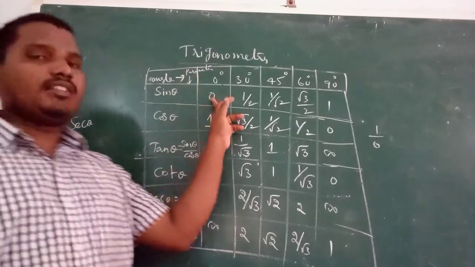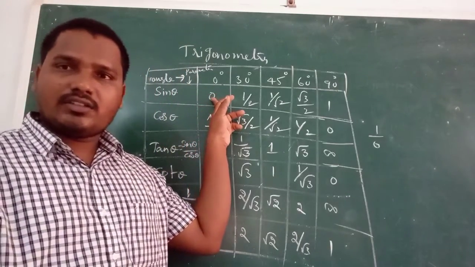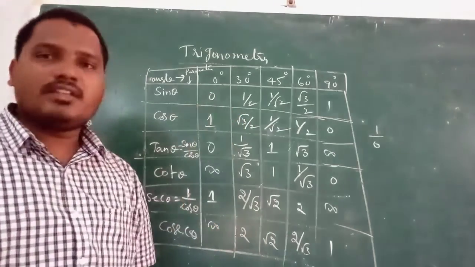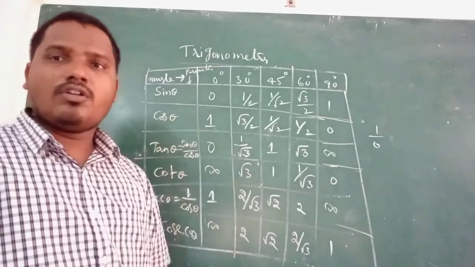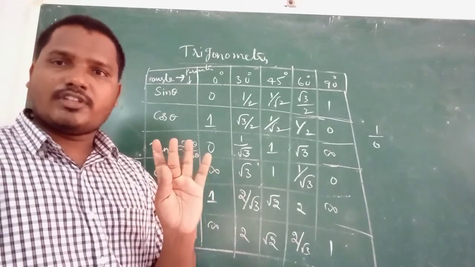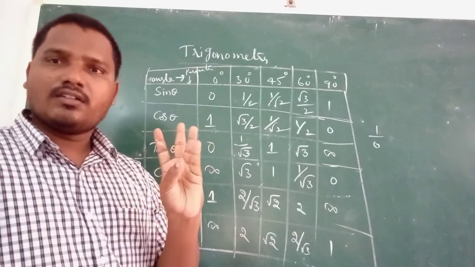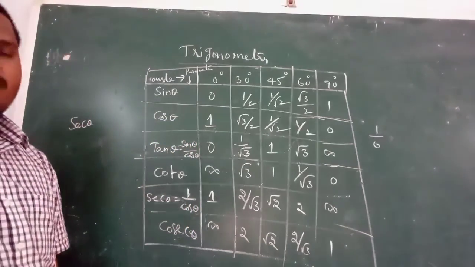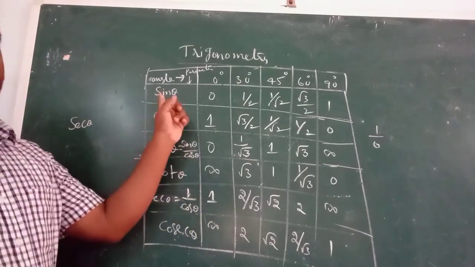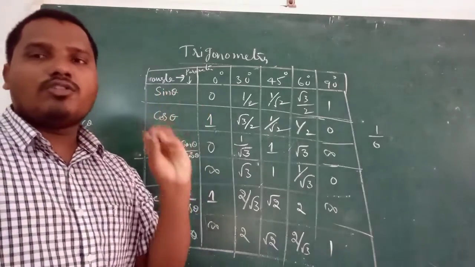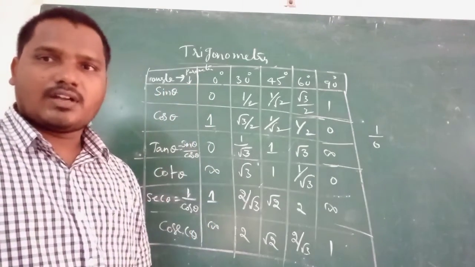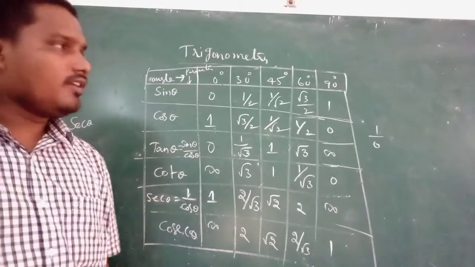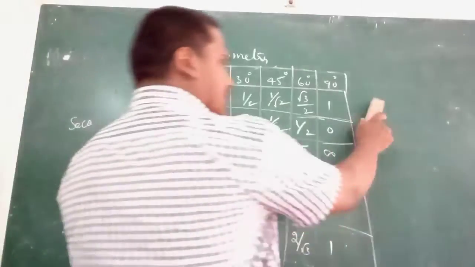If you remember the sine theta values, then it is easy to remember all these values: cos theta, tan theta, cosecant, cot, and secant theta values. Then our problem is how to remember the sine theta values. For your remembering, I will say one trick.